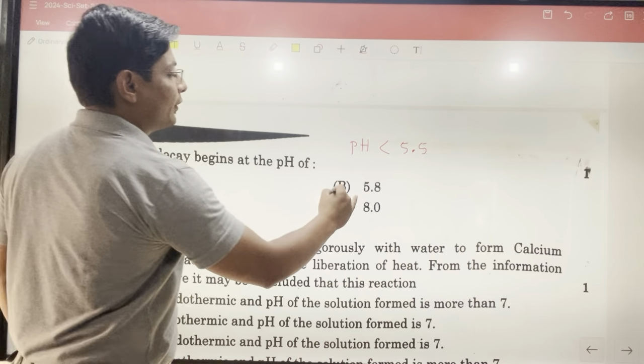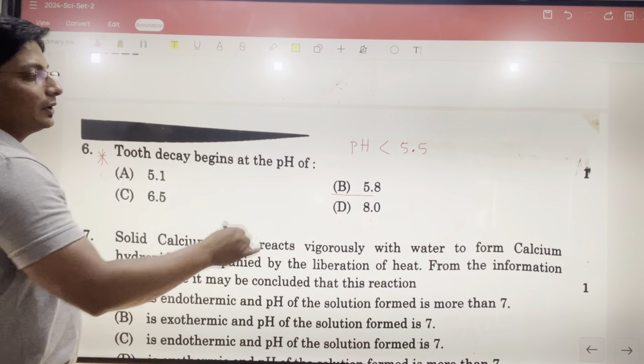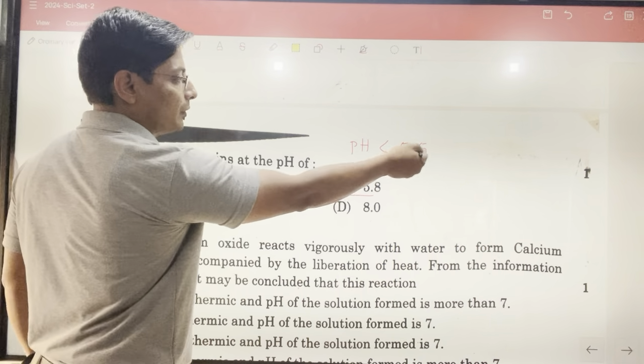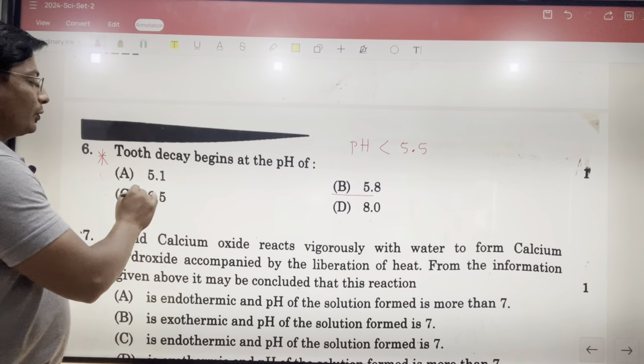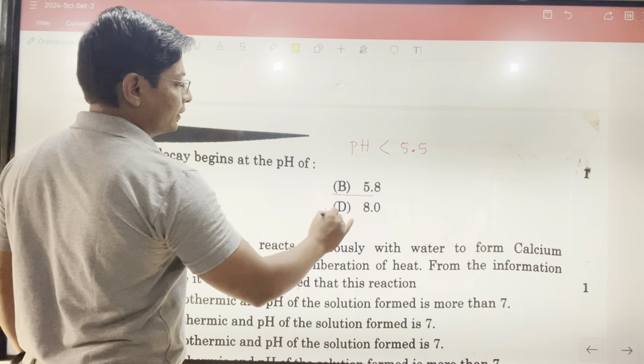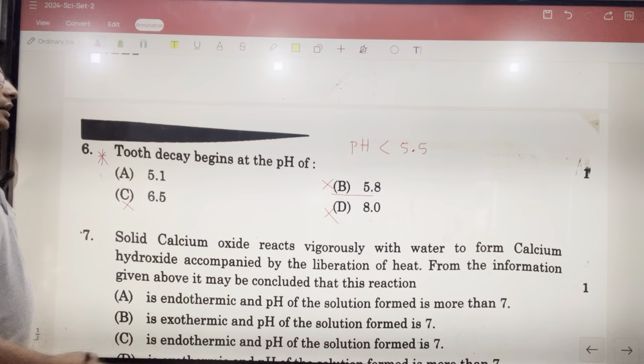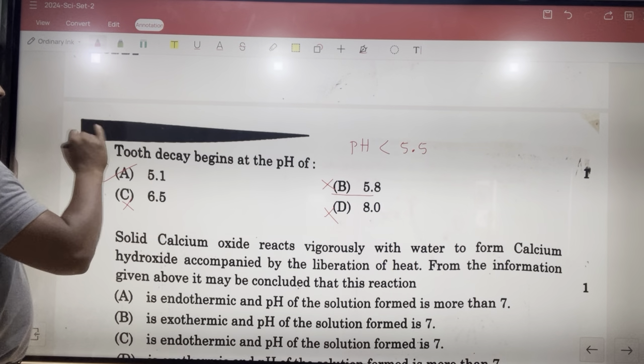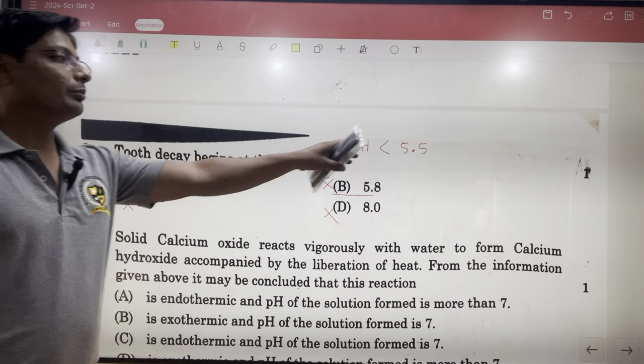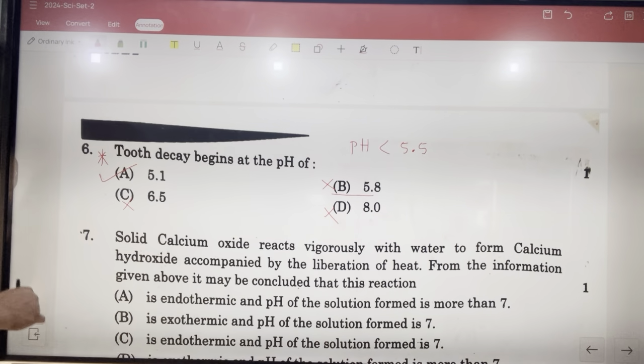So now if you take 5.8, here decay of the tooth will not occur because the pH value is above 5.5. So 6.5 also cannot be selected, 8 also cannot be selected, this also cannot be selected. So therefore we are left with only one option, which is A. Why? Because this value is below 5.5. So therefore that would be the correct option.